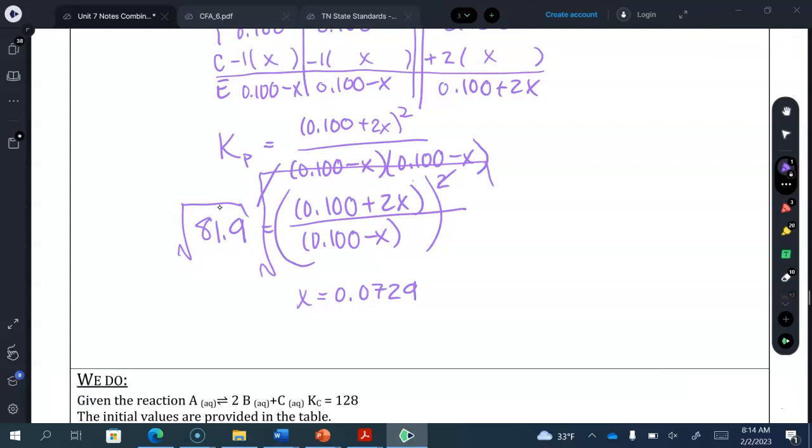So like those cancel, and you're left with the square root of 81.9. I can't remember what it was. Multiply both sides by the bottom, and then simplify your x's.